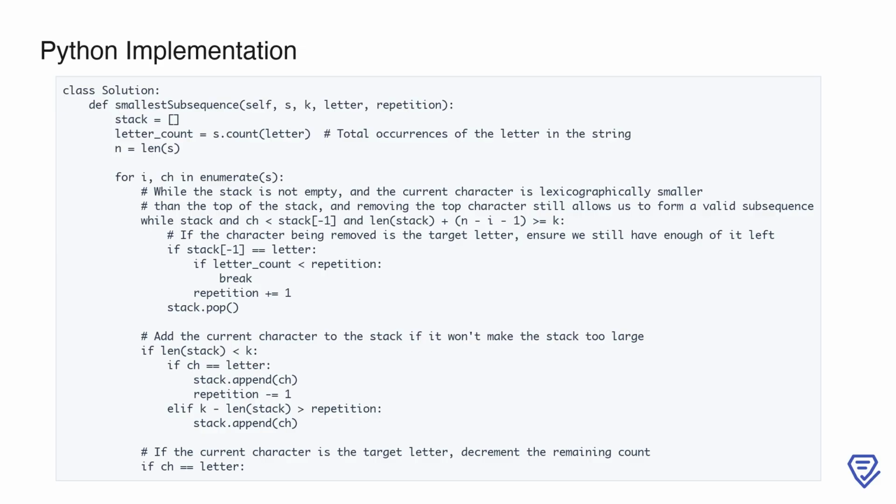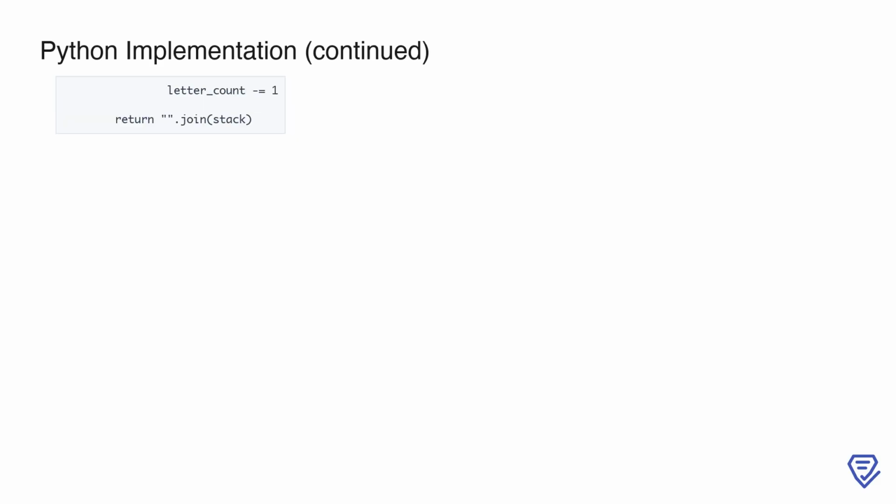If these conditions are met, we remove the top character from the stack, incrementing the repetition count if the removed character is the target letter. This ensures we maintain the correct number of the target letter in our result. Now, we check whether the current character can be added to the stack. If the stack's length is less than k, we proceed.